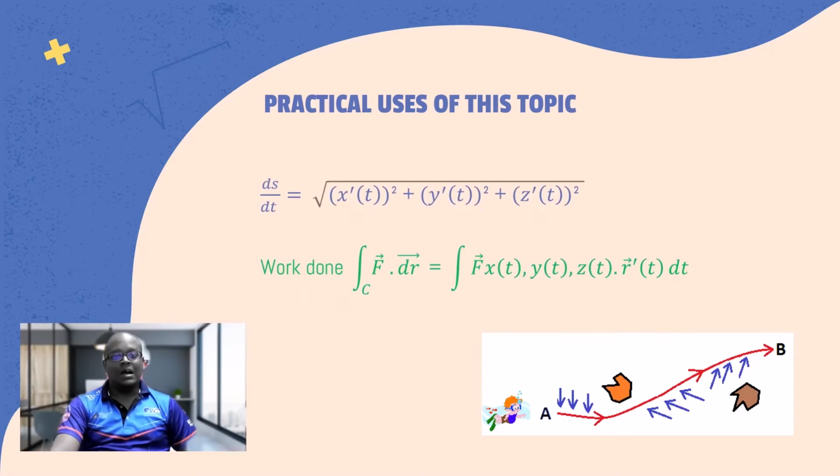To find the arc length of the curve, we use ds/dt equal to the square root of x prime t squared plus y prime t squared plus z prime t squared. To find the work done, we will use the integration of vector F of x(t), y(t), z(t) dot product vector r prime t dt.